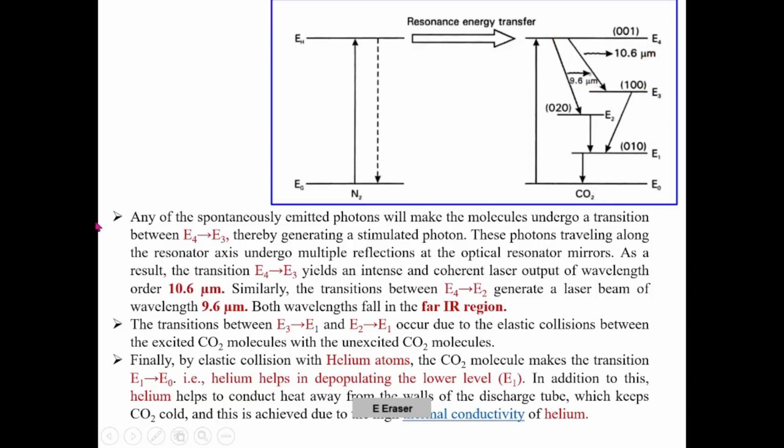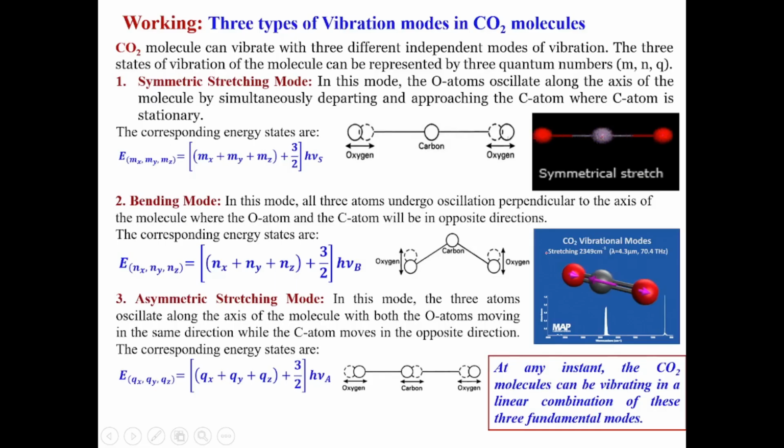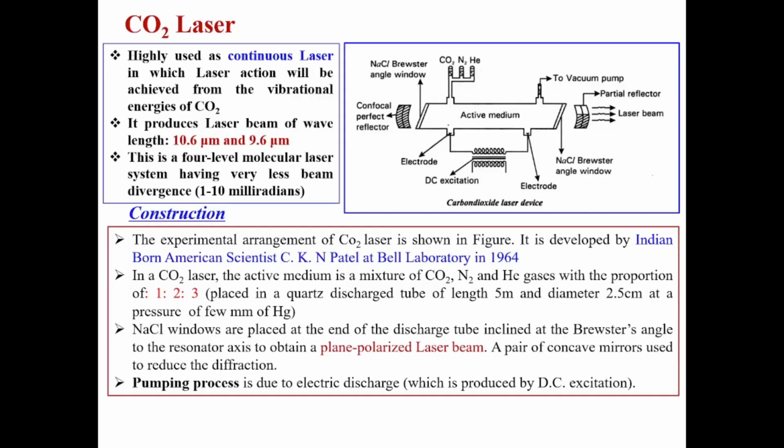Same thing I have written over here. Any spontaneously emitted photons will make the molecules undergo a transition between E4 to E3, thereby generating a stimulated photon. These photons traveling along the resonator axis undergo multiple reflections at the optical resonator. See, one photon here. Suppose one photon spontaneously appears in this cavity. That one photon, due to this highly reflective, fully reflecting mirror, will be reflected from this reflector. Again it will move up to this distance, and again suppose it is reflected.